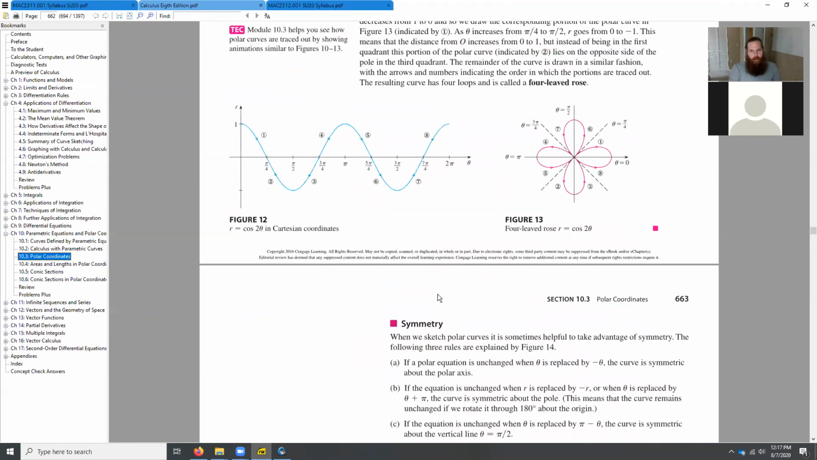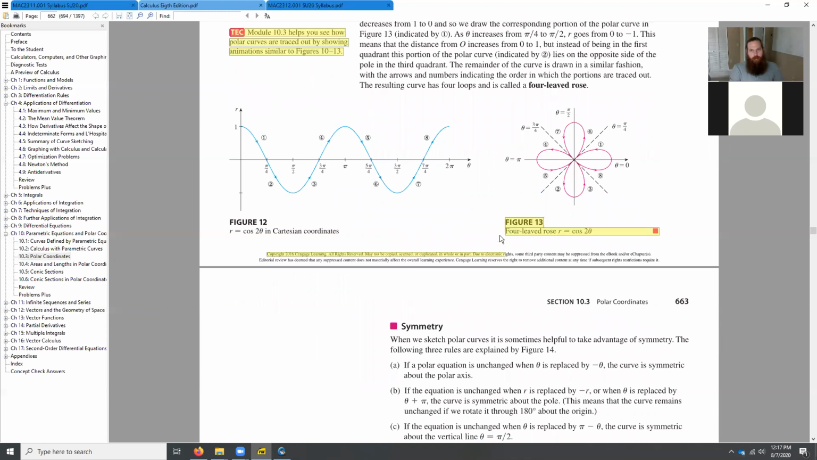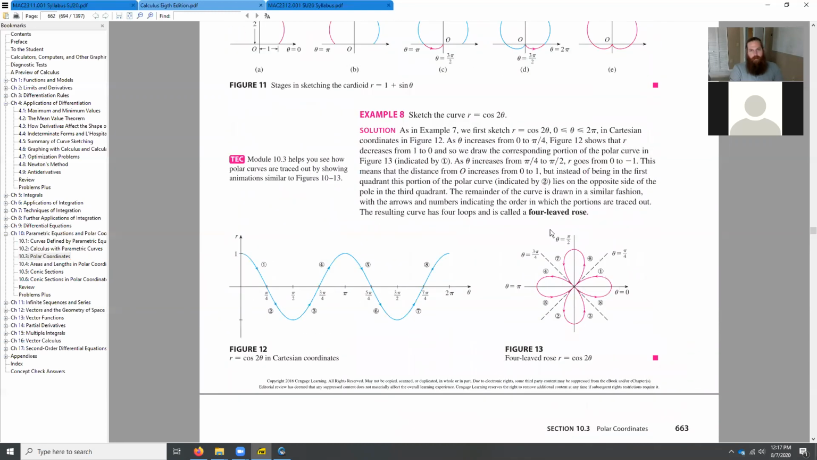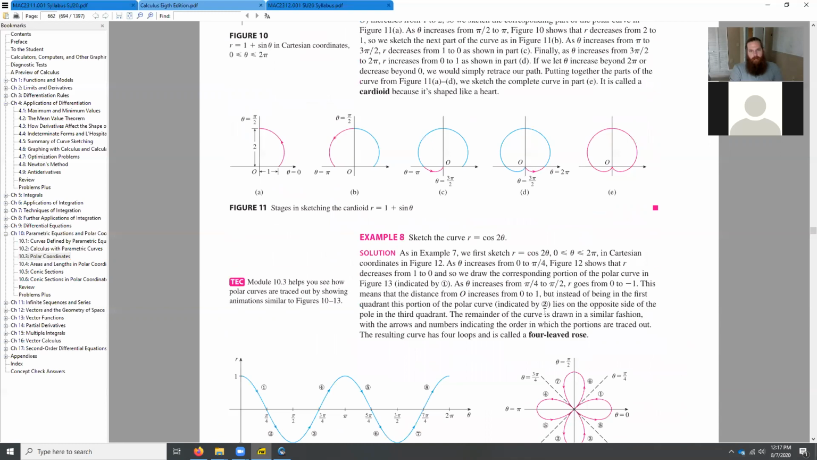You see them doing some graphing here. They call it a rose. Yeah, here I see a 4-leafed rose. This is a cosine rose, and I can tell that because the first petal is aligned along the horizontal axis. Yeah, this is cos 2 theta.